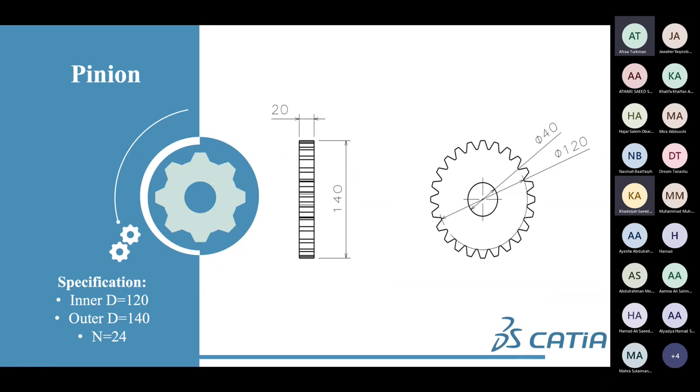I'll start by modeling the pinion. Then I will do the assembly of the rack and pinion system. Thereafter, I will do the simulation. Here's the drawing sheet with the dimensions of the pinion. And here's the specification, the inner and outer diameter. It's already mentioned and it's in the drawing here. And N is 24, the number of teeth.